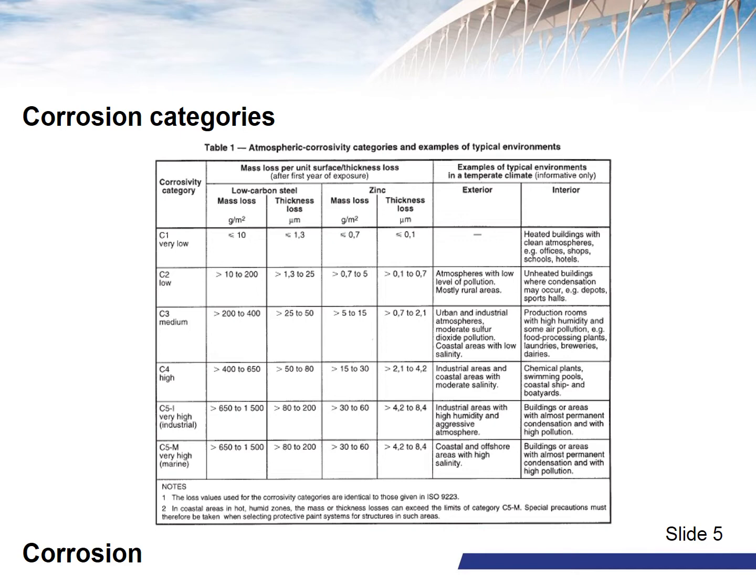C5M is the highest category and refers to coastal and offshore areas with high salinity. This also includes buildings or environments with almost permanent condensation and high pollution levels. It is also worth noting that some hot and humid coastal areas can experience mass and thickness losses greater than the C5M category. Special measures must be taken when selecting an appropriate coating system in such environments.